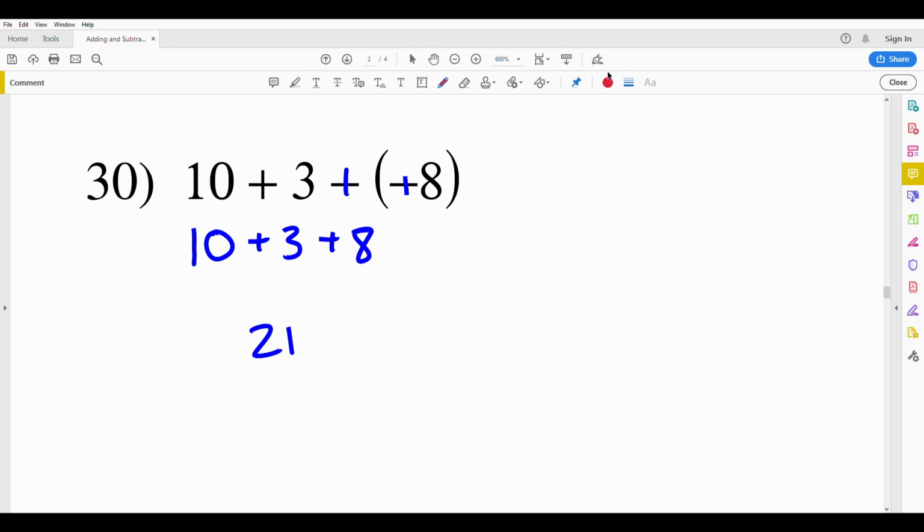You could have also done 3 plus 8, which is 11, and 11 plus 10 is 21. Or 10 plus 8 is 18, and 18 plus 3 is 21. Either way to go about that will result in the same solution, 21.